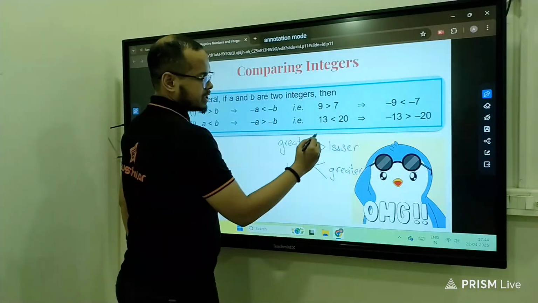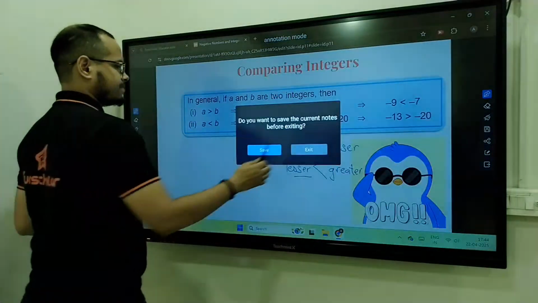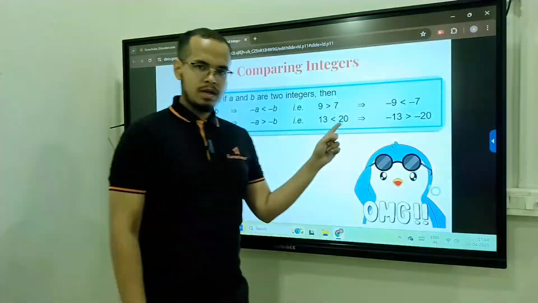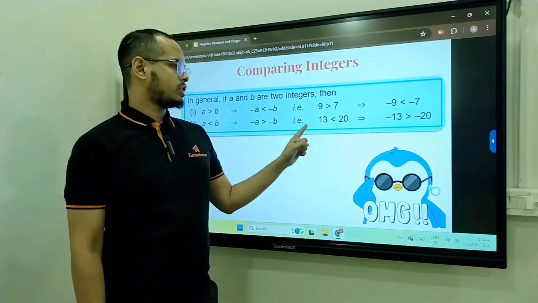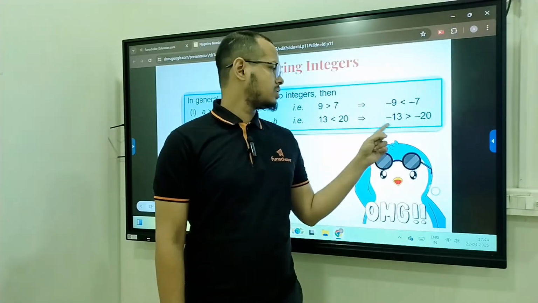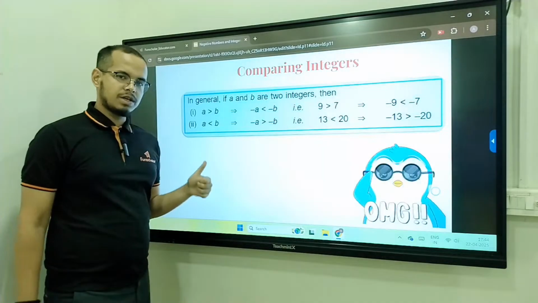So this is the greater than sign, this is the lesser than sign. Okay, so 20 is greater than 13 and 13 is lesser than 20. But when negative integers come, -13 is greater than -20. I hope everything is clear now.